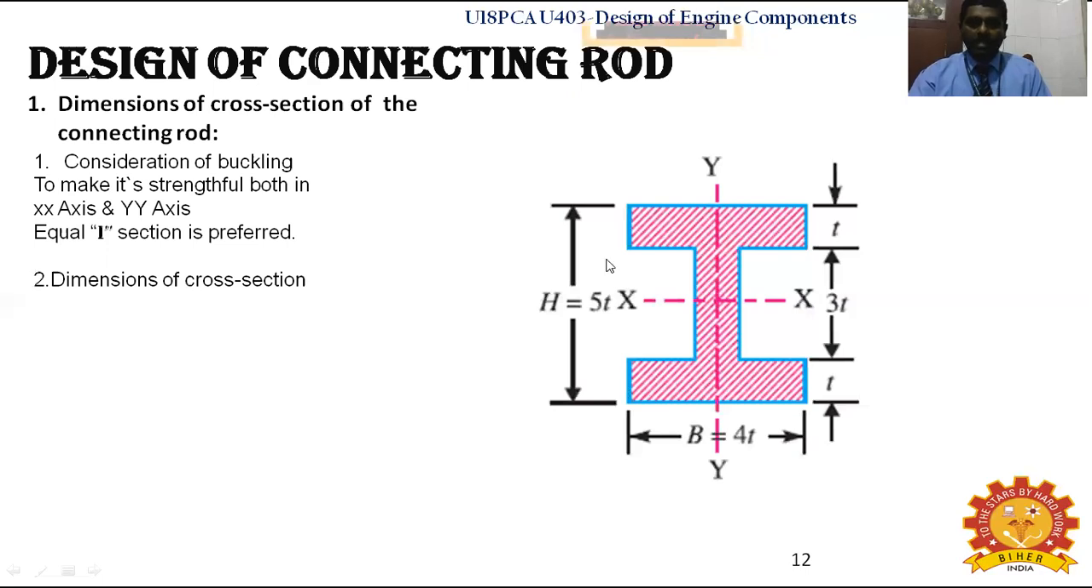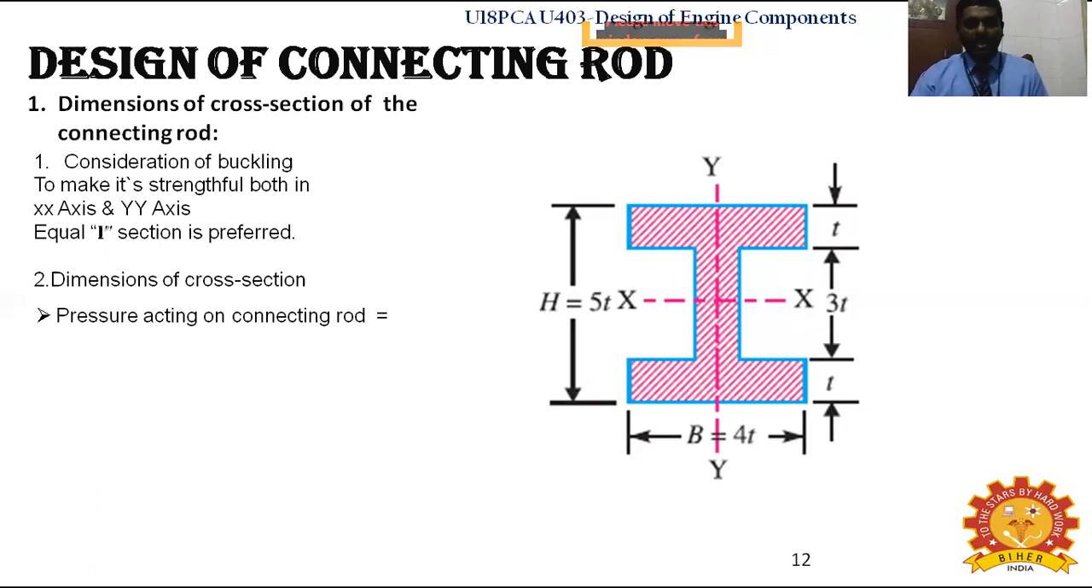So there will be a flange as well as the web portion. The thickness will be T. The correlation is that the height of the section is 5T, and in the web portion also you will have the thickness T. Then you have the breadth of 4T. That is what is said for the case of a connecting rod I section.